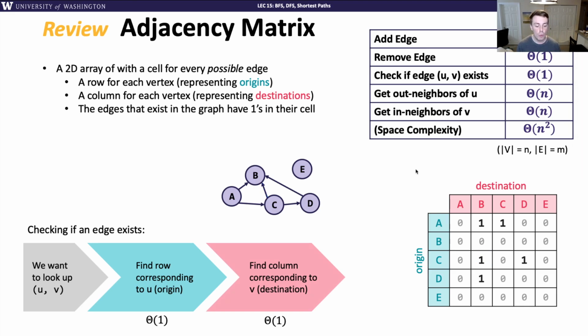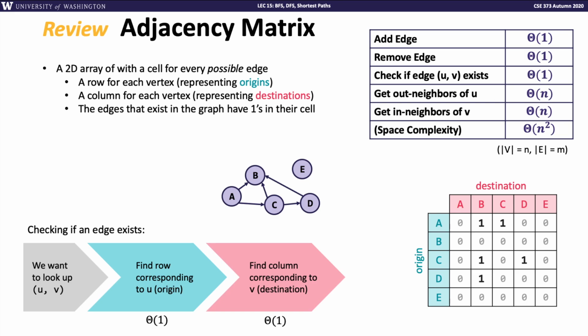Okay, so we talked about this adjacency matrix being really great for a lot of operations, like adding an edge, removing an edge, and checking if an edge exists. Because these are arrays, we get constant time access to any particular index. Even for 2D arrays, you can get this constant time access for the 2 indices that you have to specify, the row and the column.